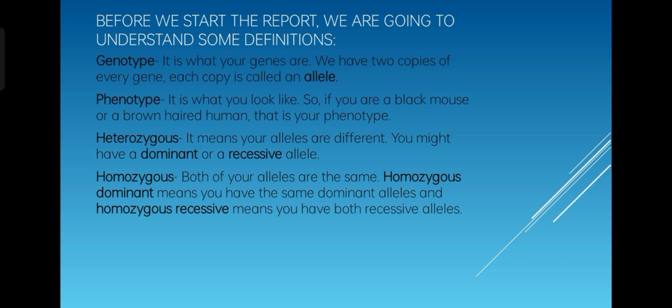Genotype. It is what your genes are. We have two copies of every gene. Each copy is called an allele. Phenotype. It is what you look like. So if you are a black mouse or a brown-haired human, that is your phenotype.